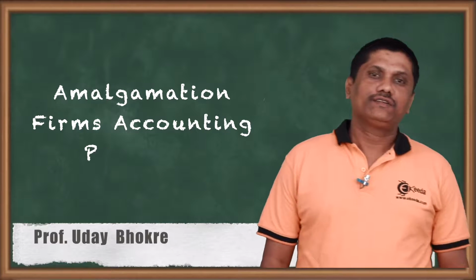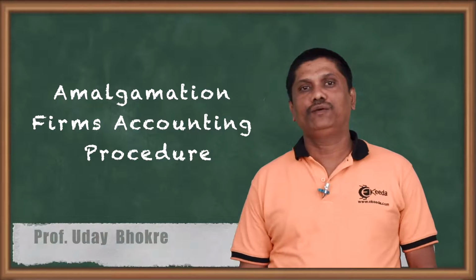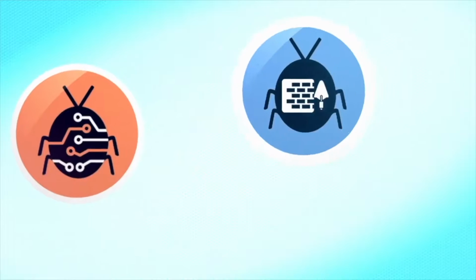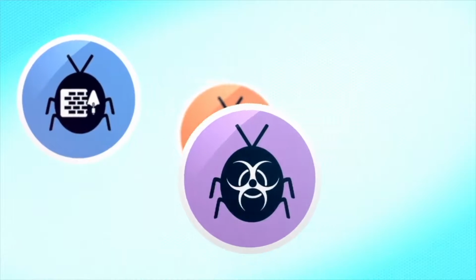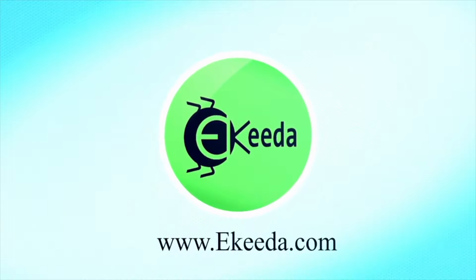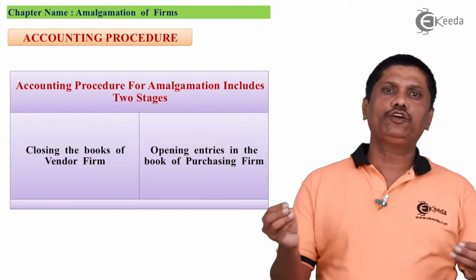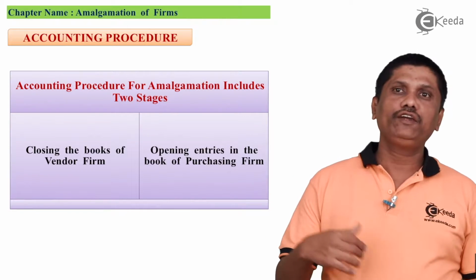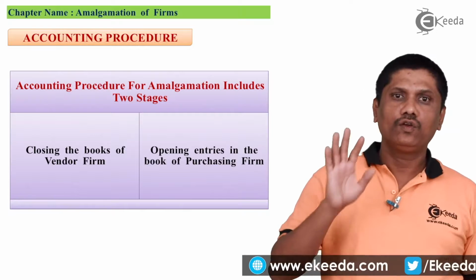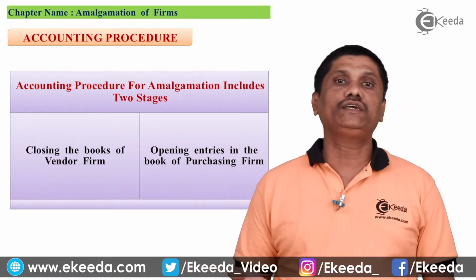Hello friends, today we are going to learn what is the accounting procedure for amalgamation of firms. What is amalgamation of firms? We have learned earlier, amalgamation means joining of two or more firms. Accounting of amalgamation involves closing the books of the vendor firm and opening entries in the books of the purchasing firm.